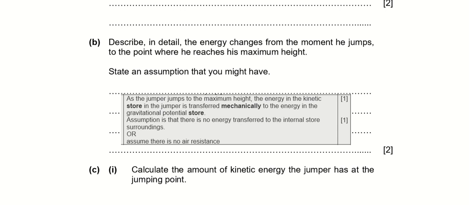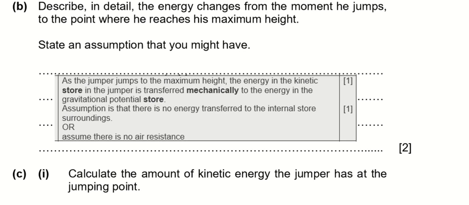Okay, to answer this kind of question, you usually need to state the kind of conversion that happens and the pathway. So as the jumper jumps to the maximum height, the energy in the kinetic store in the jumper is transferred mechanically to the energy in the gravitational potential store. Okay, we bolded the store because now you need to use store and you need to use transfer, and mechanically is actually the pathway. How is the transfer achieved?